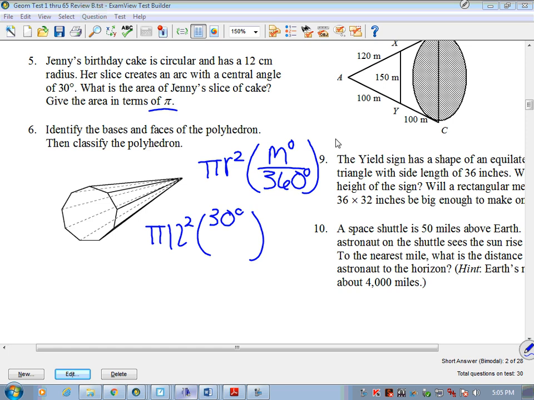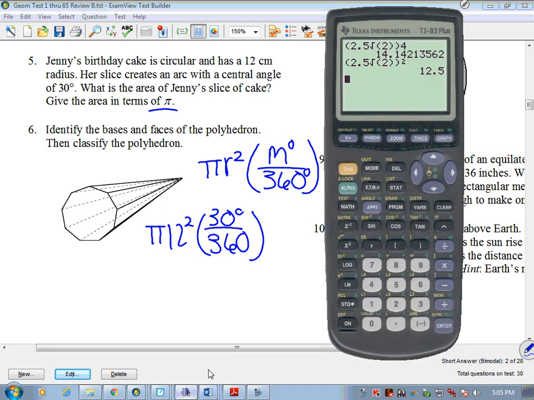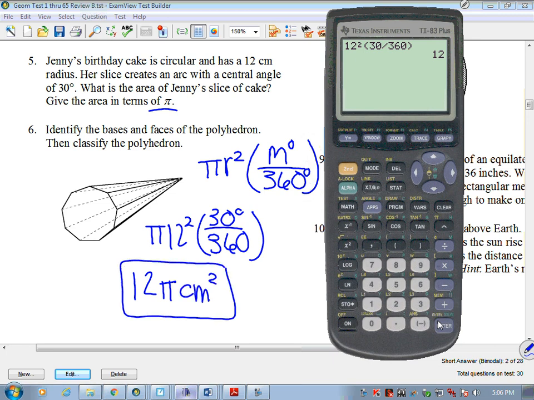We want our answer in terms of pi. So all we really have to do is leave pi out of it, which is fine. So we're going to clear that out from our last one. We've got 12 squared times 30 divided by 360. It's giving me 12. So I'm left with 12 pi centimeters squared as my answer. 12 pi centimeters squared is my answer there. That comes out of lesson 35, finding arc lengths and areas of sectors.